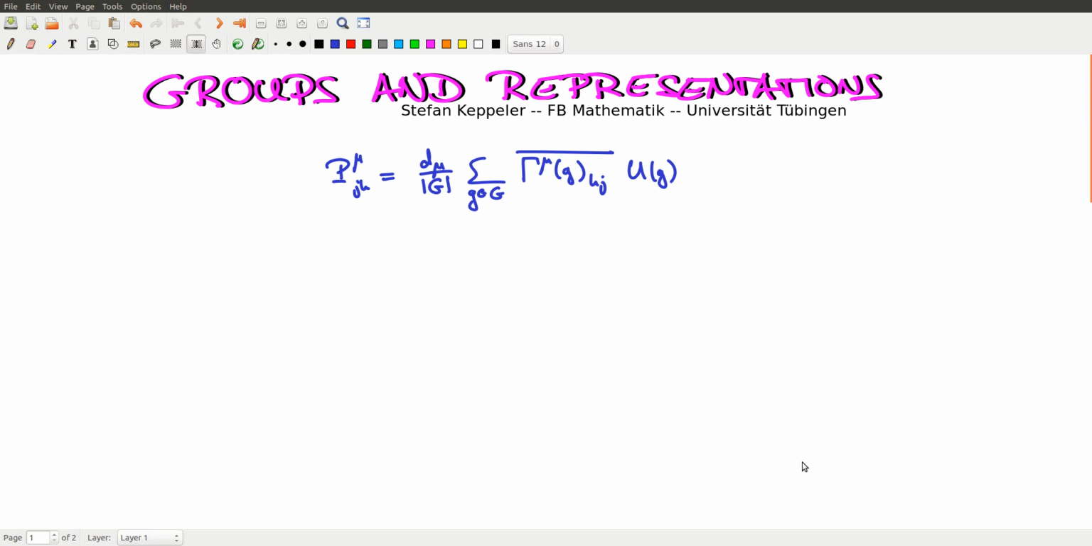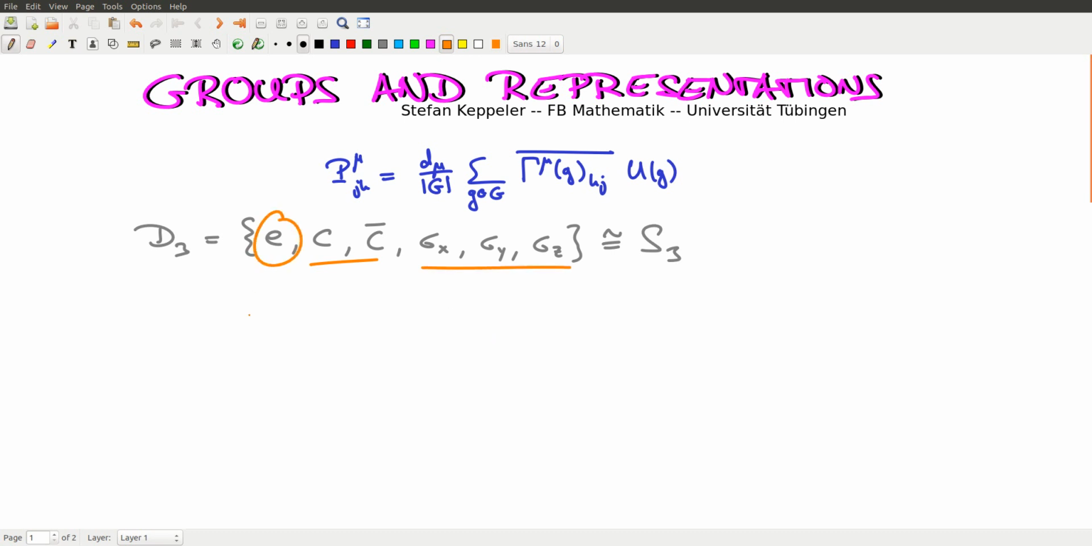Let's construct these generalized projection operators for an example. We take for our group D3, the symmetry group of an equilateral triangle. The group elements are the identity, the rotation by 120 degrees and the rotation in the other direction, and 3 reflections, let's say sigma x, sigma y, and sigma z. So that's isomorphic to S3. Here are the cyclic permutations, and here the transpositions and the identity.